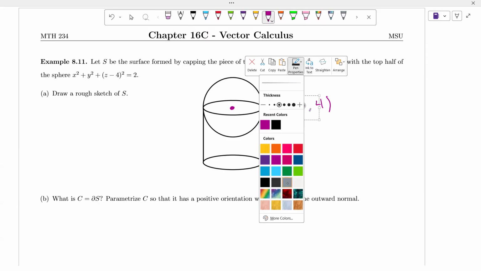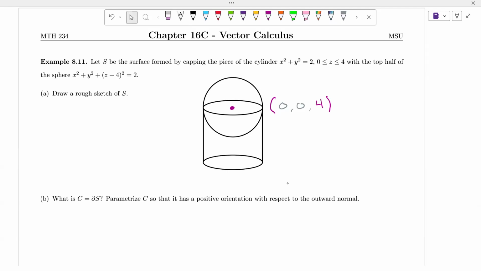Gray out those parts. So I'm mostly paying attention to the x or the z component, right? That thing is the equation of a sphere, but shifted to a center of 0, 0, 4. So the question we want to ask is: what actually is the boundary curve of this surface?